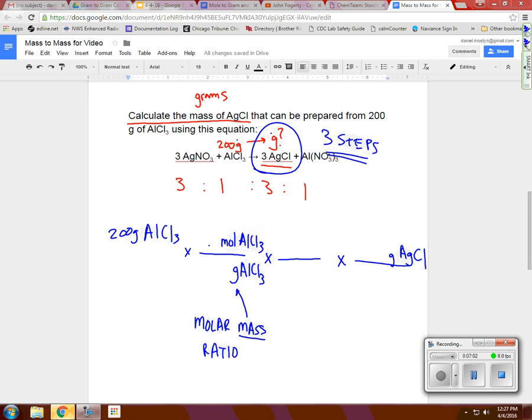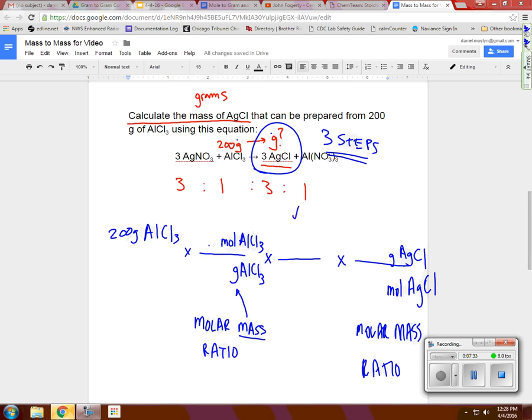I also know that over here, this one also has grams, so this is also going to be a molar mass ratio. So grams of AgCl, I'm going to have to put moles of AgCl on the bottom. So I'm just filling out some of the blanks here with my units. What I haven't figured out, though, is what the middle units are going to be, the ones in this step right here.